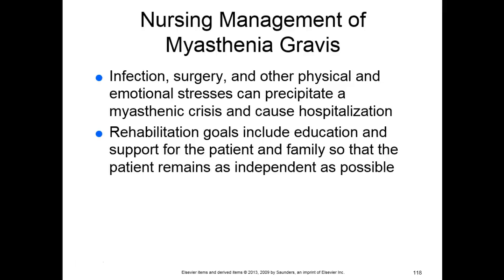Educating the patient and his family about the nature of the illness and the adverse effects of emotional upset, respiratory infections, and similar stresses is necessary. Focus care on the neurologic deficits and their effects on daily activities. Rehabilitation goals include education and support for the patient and family, so the patient remains as independent as possible.